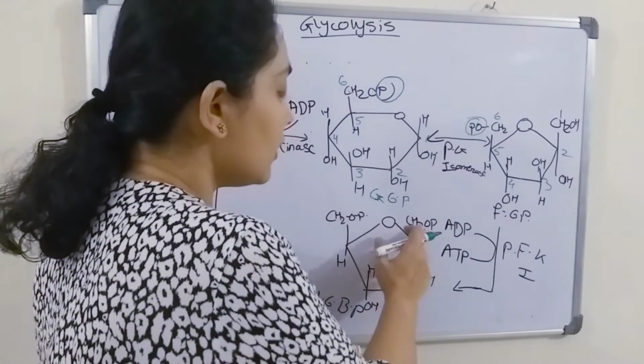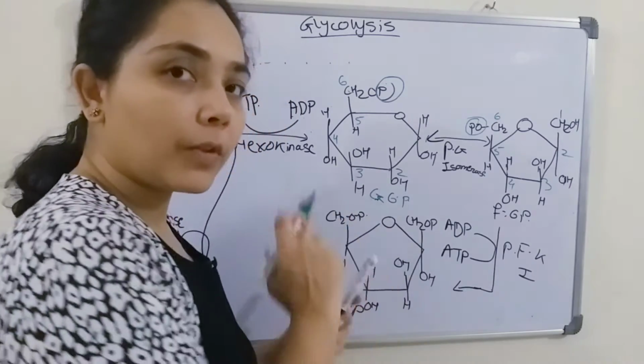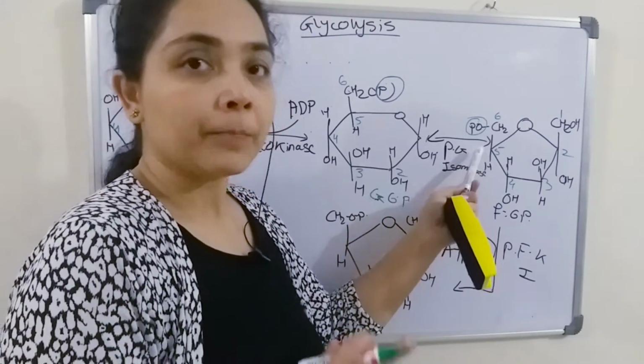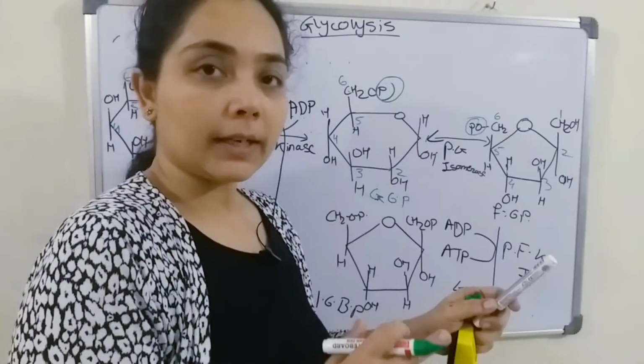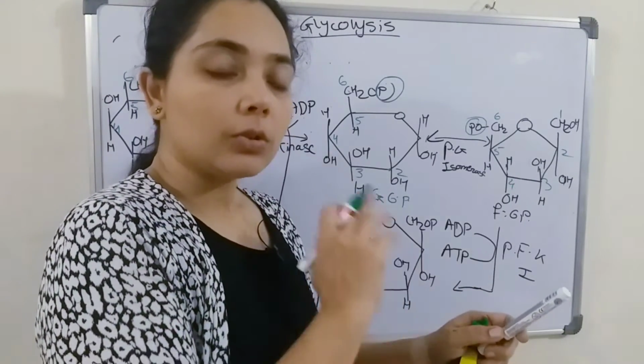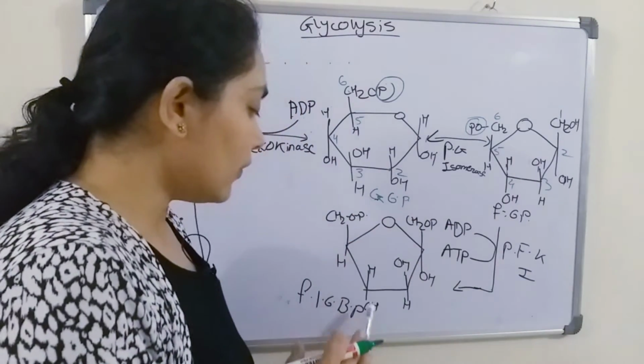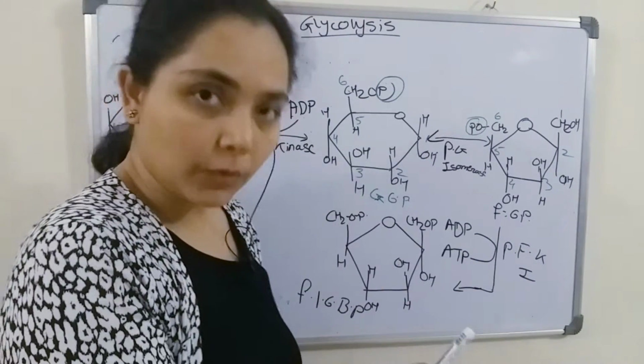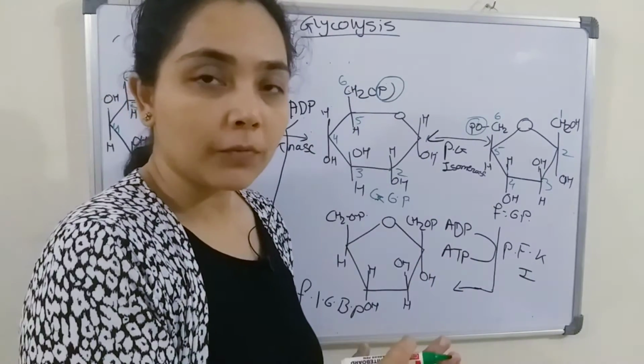Now again one more important step will come, that is also an irreversible step, the conversion of fructose 6 phosphate to fructose 1,6 bisphosphate. 1,6 bisphosphate means we already had one phosphate group at the 6th position, right? One more phosphate group will attach at the first position. So the name is fructose 1,6-bisphosphate. Still it is a fructose, but there is just the addition of one more phosphate group.